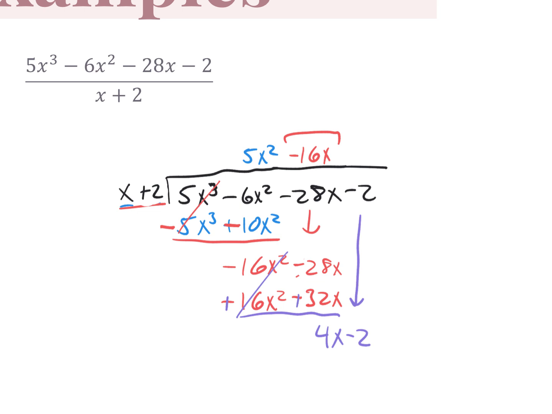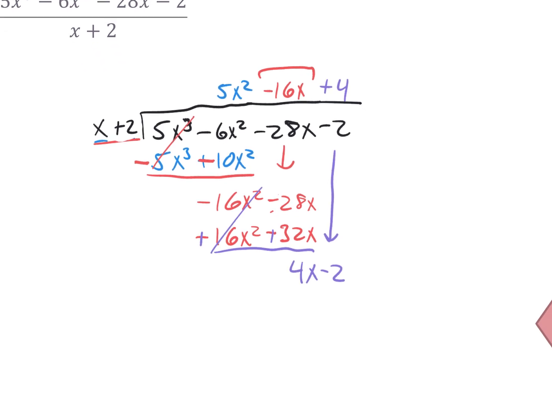Drop your next term, and you're going to do the same process. So again, just look at the x term, the first term, if that's what helps you make better sense of it. Now we're trying to see what can you multiply x plus 2 by to get a 4x. So x times 4 is going to get you a 4x. So I'm going to multiply by 4. When you distribute 4 to x plus 2, that's going to get you a 4x plus 8.